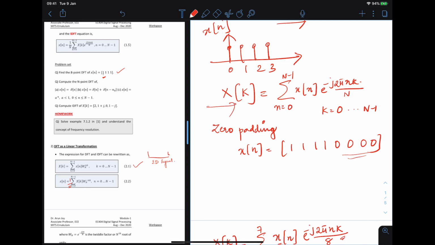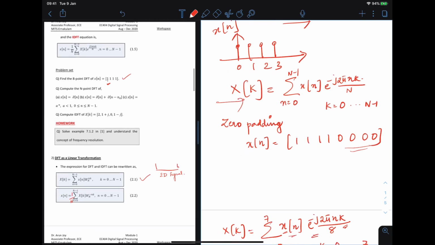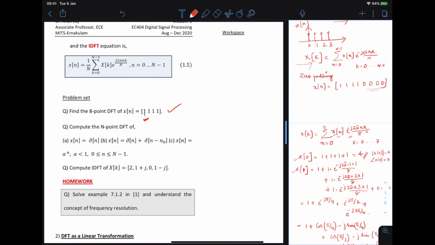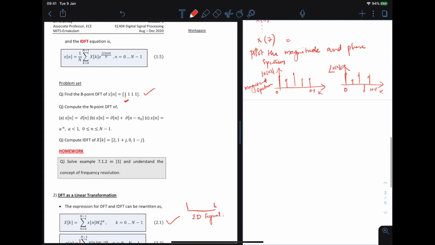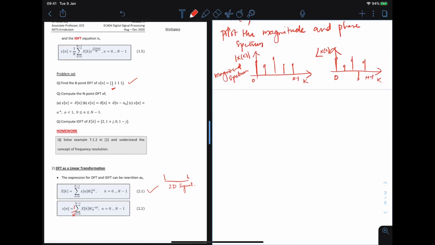Next, let us go to the next question. That is, x of n is equal to delta of n. Find the DFT of that. So a discrete delta function is only present at the 0 point, at n equal to 0, and the value is equal to 1.